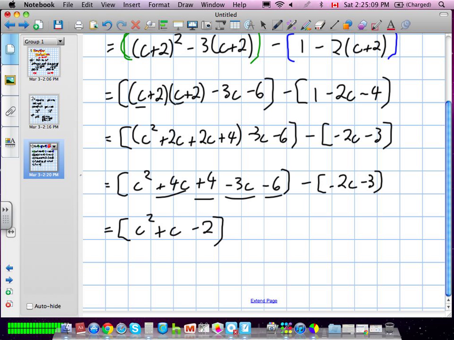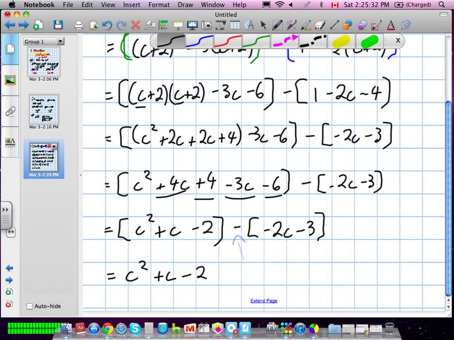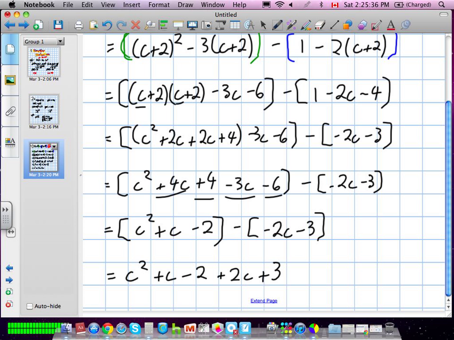Okay. And that says to subtract negative 2c minus 3. So let's finally drop these brackets. I'm going to get c squared plus c minus 2. Now what happens to this one here? Because it's a negative sign in front, it flips the signs of the other ones. Yeah. So what's going to happen now that the brackets are gone? What is it going to read? Plus 2c. Yep. Plus 3. Good. Are there any more like terms?